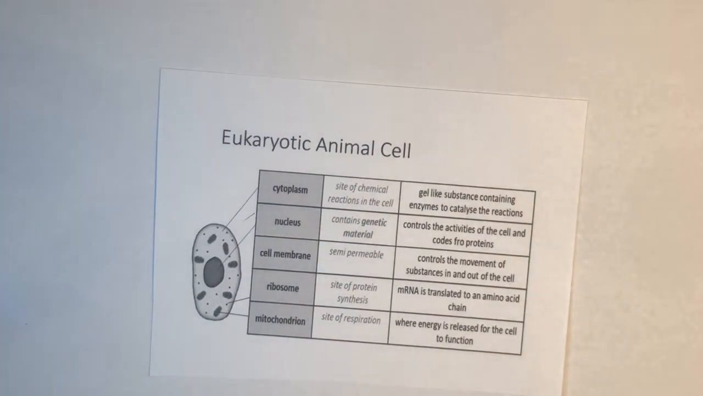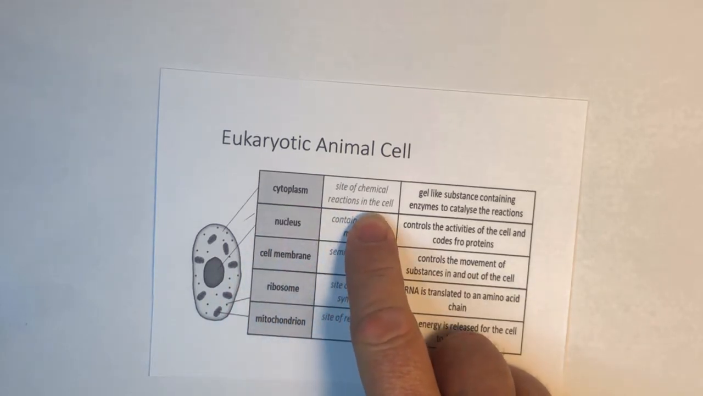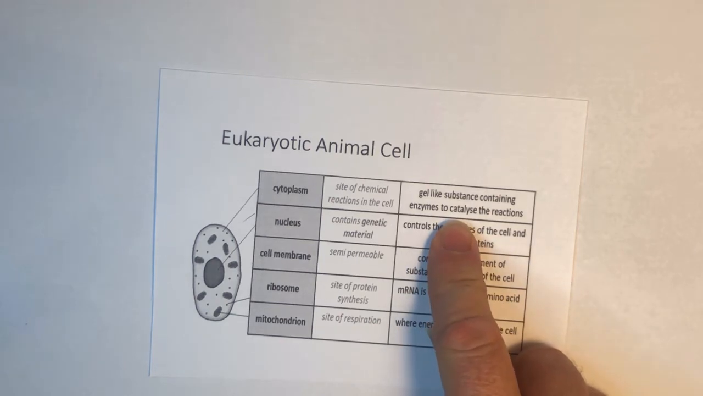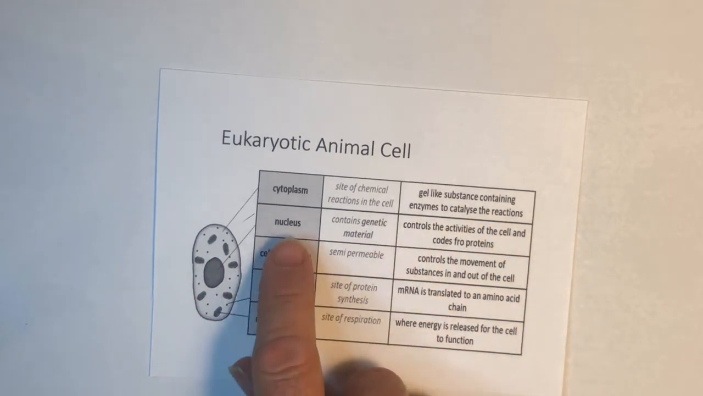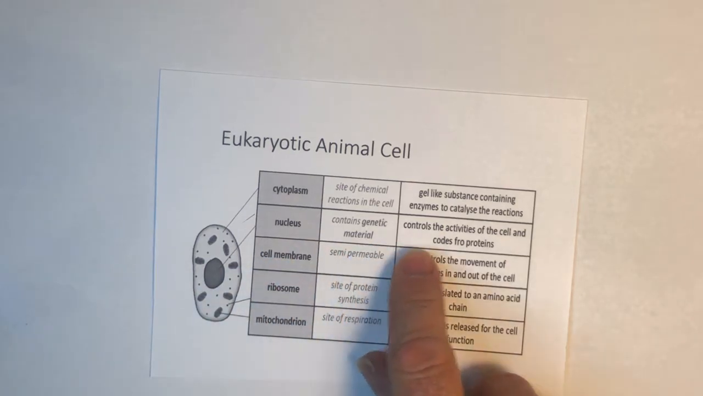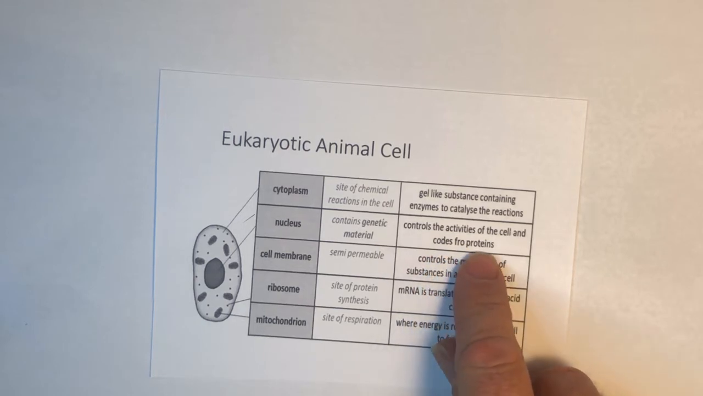A eukaryotic animal cell has cytoplasm. The cytoplasm is the site of the chemical reactions in the cell, and it's a gel-like substance containing enzymes to catalyse the reactions. The nucleus contains genetic material, and its role is to control the activities of the cell and it codes for proteins.